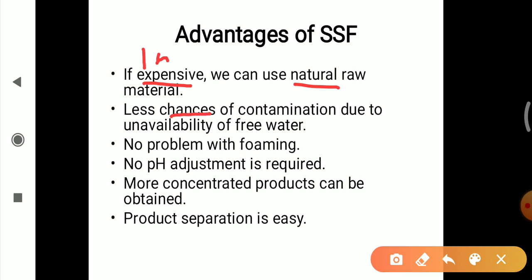Less chances of contamination due to unavailability of free water, because the entire process is carried out in the absence of free water. So if there is an absence of free water, then there is less chance of contamination. No problem with foaming. No pH adjustment is required because natural raw material has its own buffering capacity. So no pH adjustment is required.